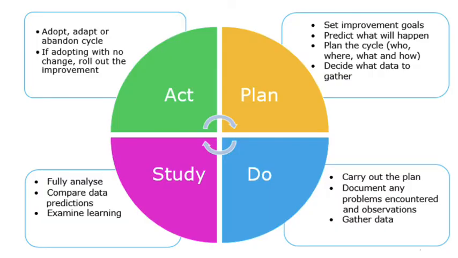Starting a project is only one aspect of the PDSA model. Let's summarize it. The PDSA cycle consists of 4 different sections: plan, do, study, and act. Plan. Set improvement objectives. Predict what could happen and then decide what data to gather. Do. Implement the plan. Document any problems encountered and relevant observations, and gather the data. Study. Fully analyze and compare the results with what was initially predicted. Then act. Alter the cycle to better accommodate the situation.